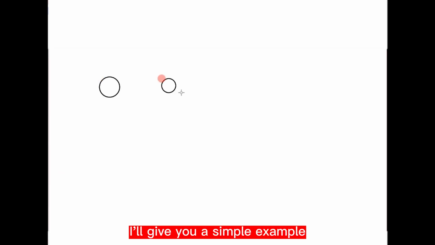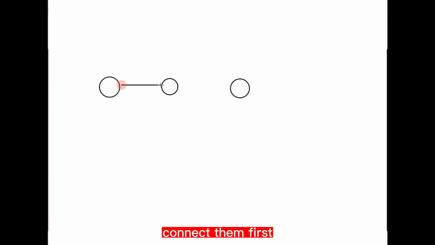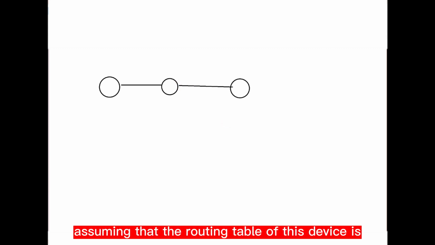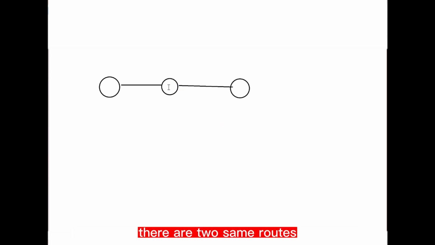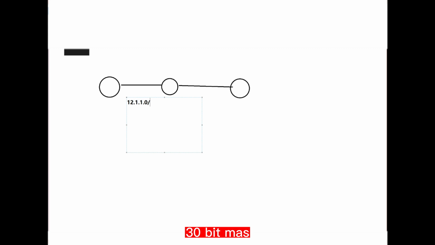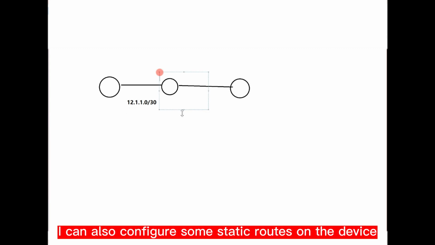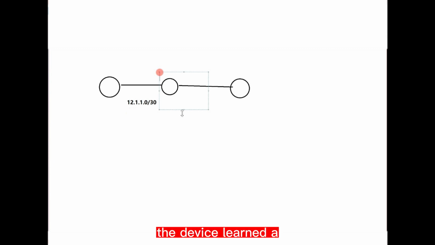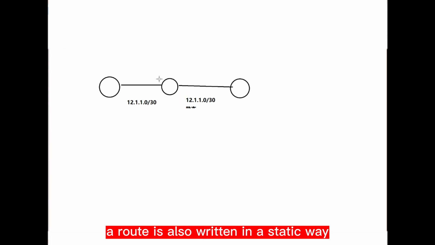I'll give you a simple example. For example, there are now 3 devices. Connect them first. Assuming that the routing table of this device has 2 same routes. There is a 12.1.1.0 with a 30-bit mask. This is a local direct link. But for this device, I can also configure some static routes. Like now, the device learned a route through the direct connection, also via 12.1.1.0, also a 30-bit mask. A route is also written in a static way.